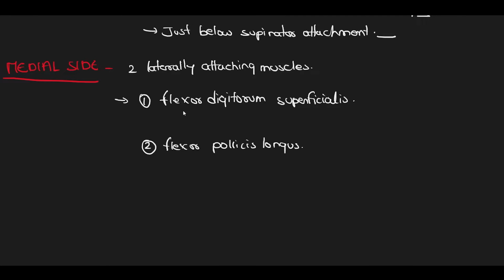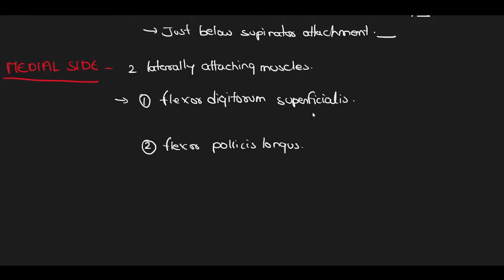So what is this muscle, flexor digitorum superficialis? Flexor is the action. It helps in flexion. Digitorum means it supplies the digits, and superficialis means it is a superficial muscle. So it helps in the flexion of digits. Flexor pollicis longus is a long flexor muscle.